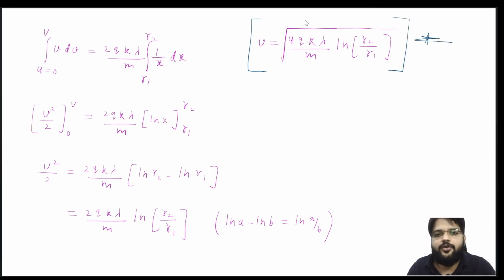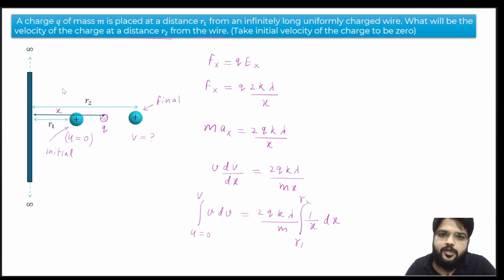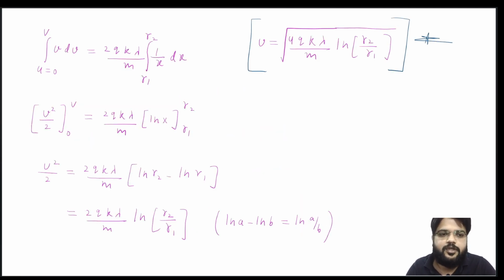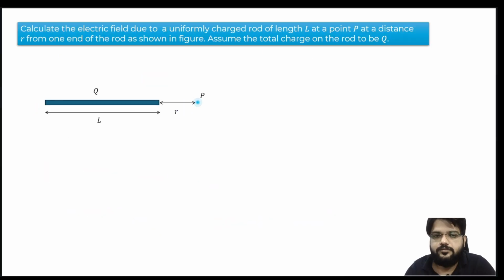So I hope this thing is clear to everyone, how we can do this question. So at this R2 position, the velocity of the particle is what? It is this, everyone. Under root 4qkλ by m log R2 by R1. Let's see the next question, everyone.